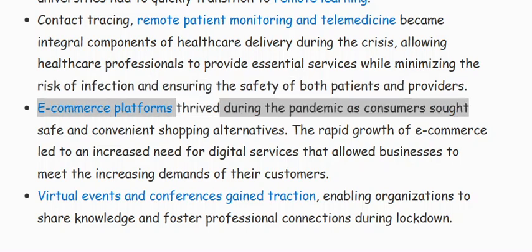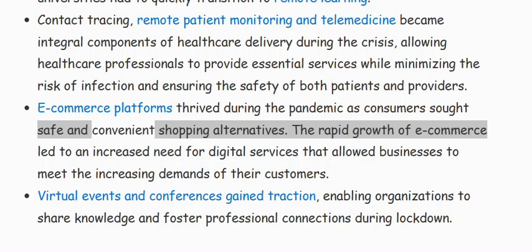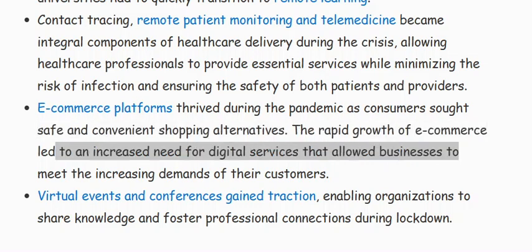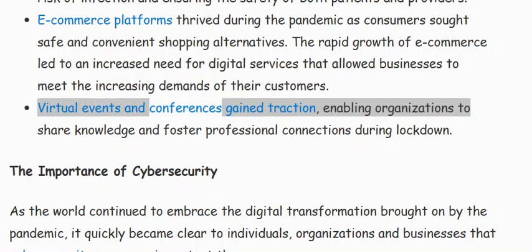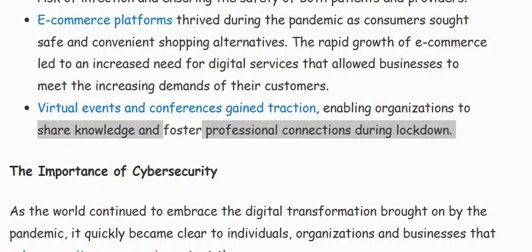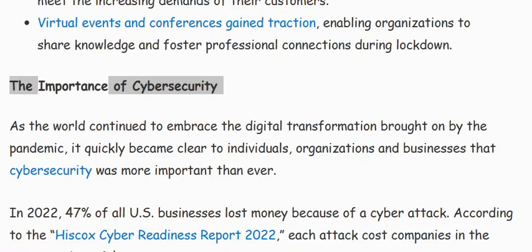E-commerce platforms thrived during the pandemic as consumers sought safe and convenient shopping alternatives. The rapid growth of e-commerce led to an increased need for digital services that allowed businesses to meet the increasing demands of their customers. Virtual events and conferences gained traction, enabling organizations to share knowledge and foster professional connections during lockdown. The importance of cybersecurity.